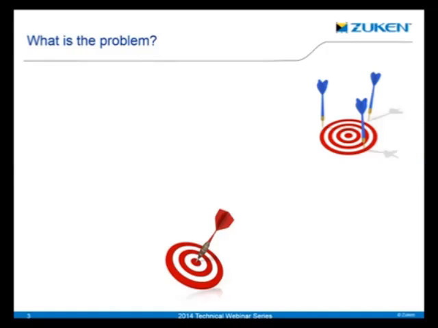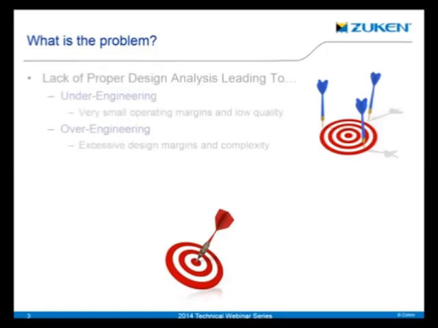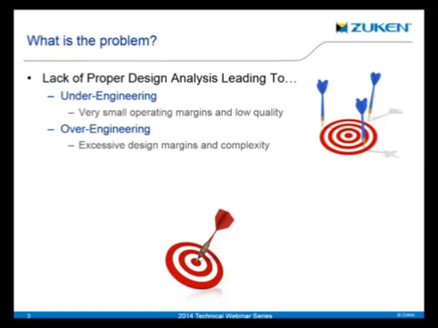So, first of all, what's the problem? The lack of proper design analysis often leads to under-engineering with very small operating margins and mostly low quality. On the other side, this could lead to over-engineering with excessive design margins, very high complexity and also costs. So the goal should be right engineering with a safe and optimal operation of the whole schematic.